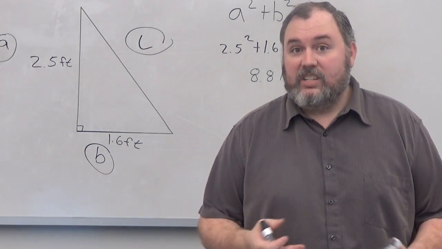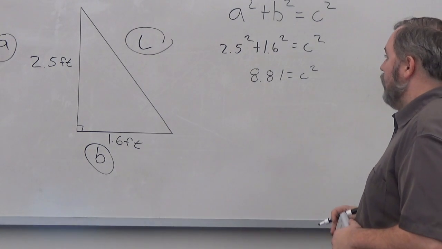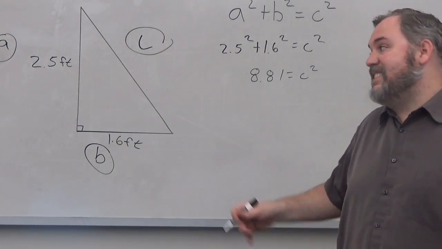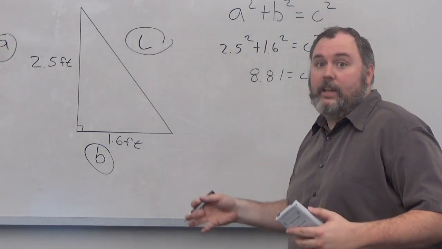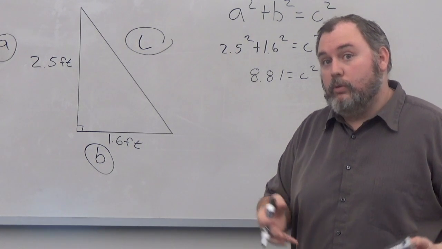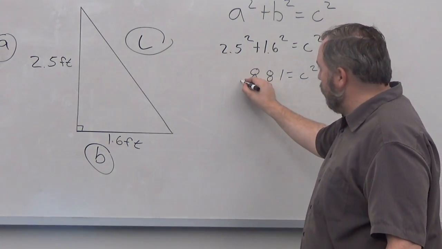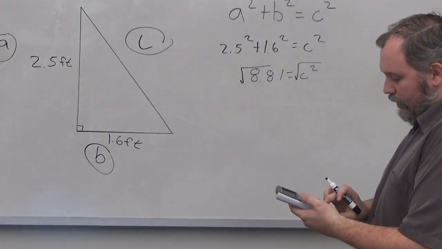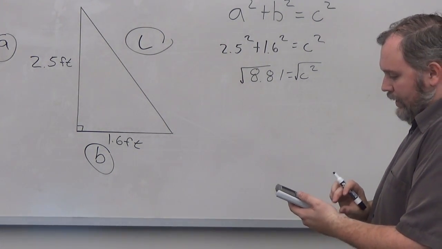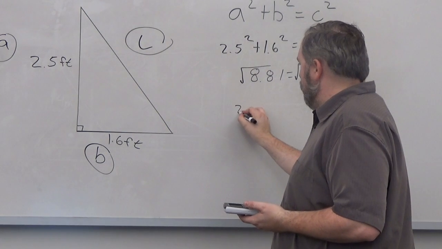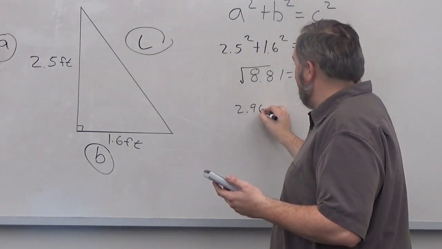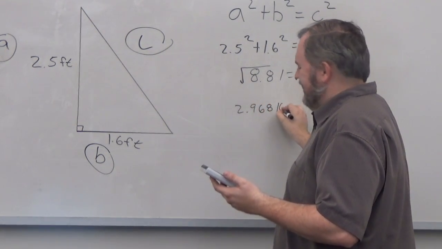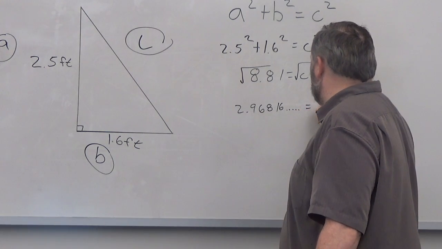Now, we don't want C squared. We want just C. So we're going to use the opposite function. Since this is squaring C, in order to get rid of a square, we have to square root it. So we square root both sides. When we do, we find out that the square root of 8.81 gives me 2.96816 and so on, equals C.